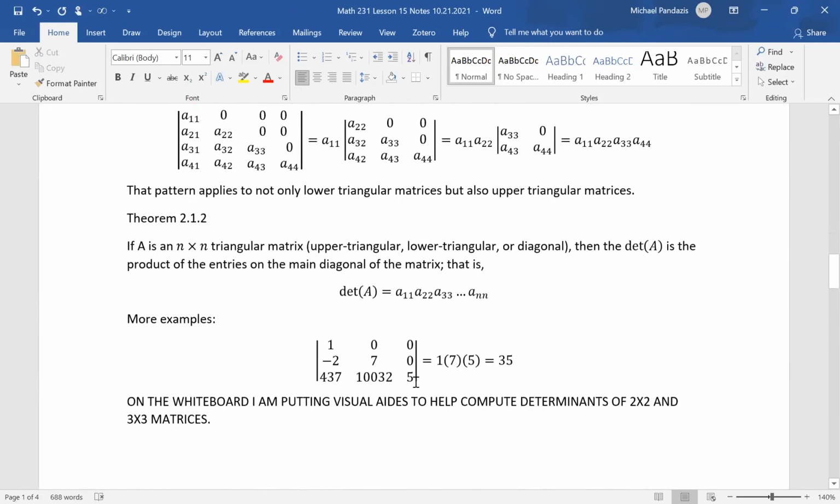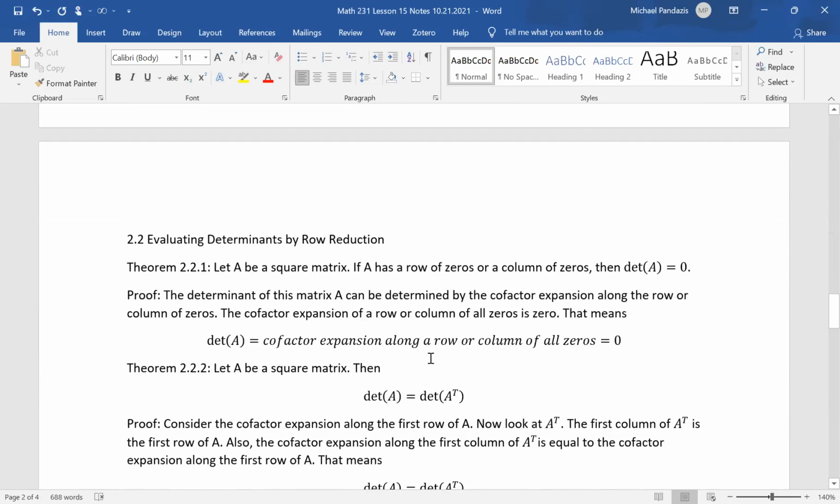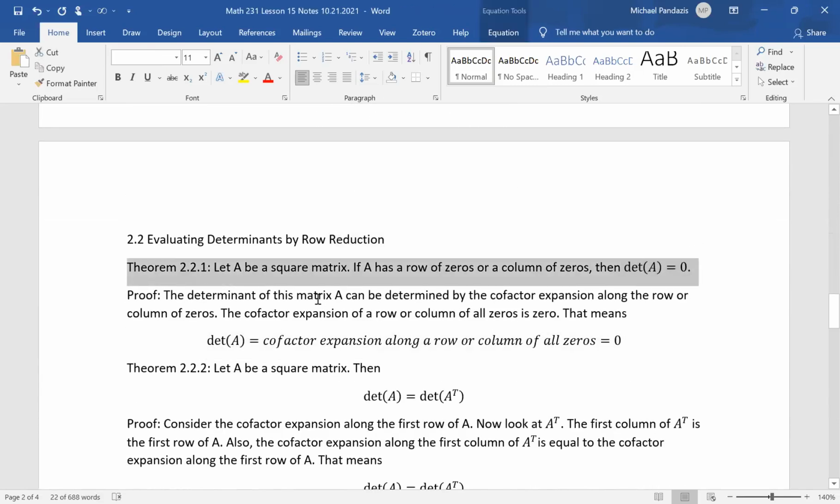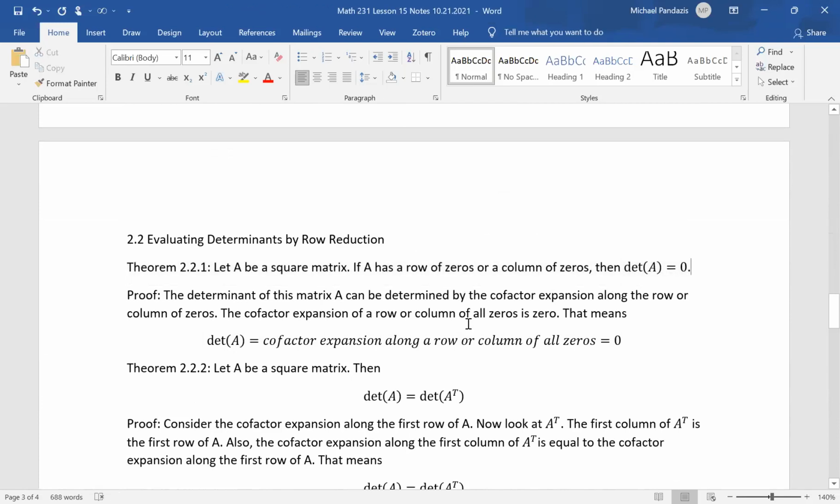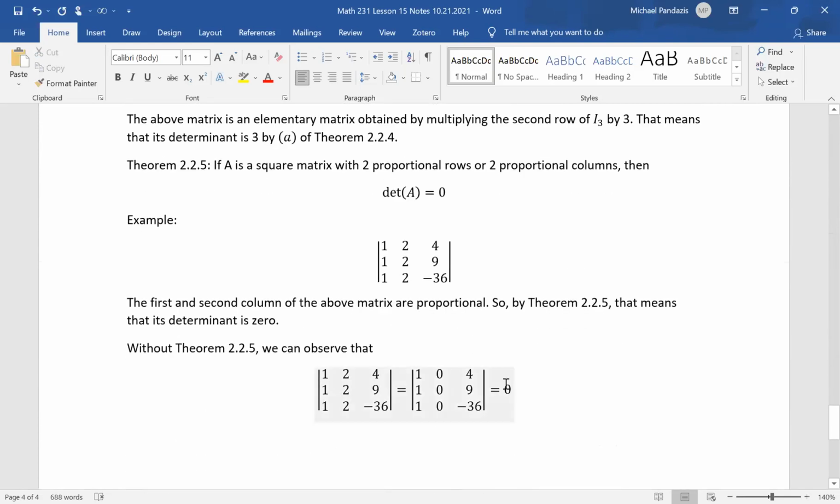Here, this theorem 2.2.1. Let A be a square matrix. If A has a row of zeros or column of zeros, then the determinant of that matrix is 0. And so we use that right here. This is a matrix which has a column of all zeros, and so its determinant is 0. You could have also found the cofactor expansion of this matrix along the second column and got it to be 0, which means its determinant is 0. Okay, so we found in 2 ways that the determinant of this matrix is 0, both using theorem 2.2.5 directly or using 2 other earlier theorems. Okay.